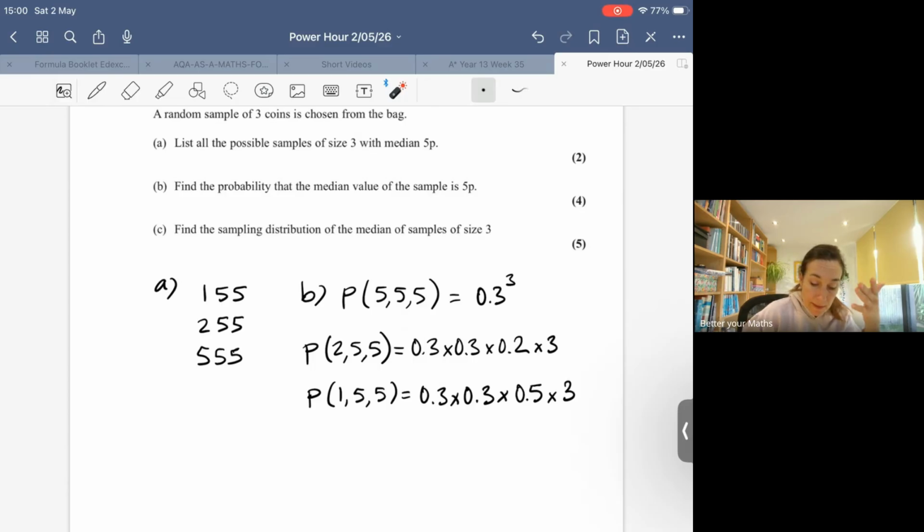But what is the probability that the median is 5? What am I going to do with these probabilities? Can someone tell me?